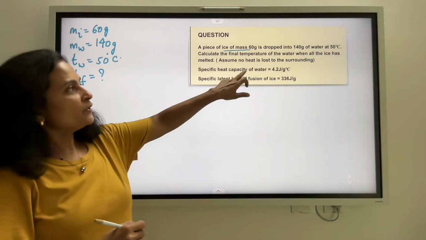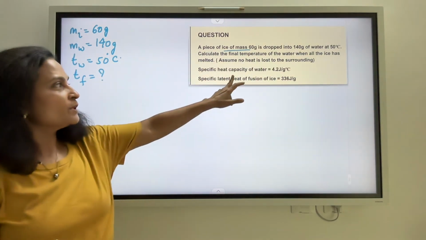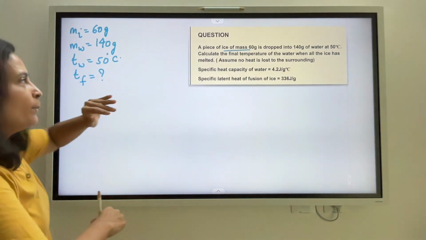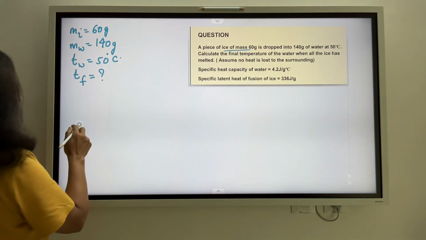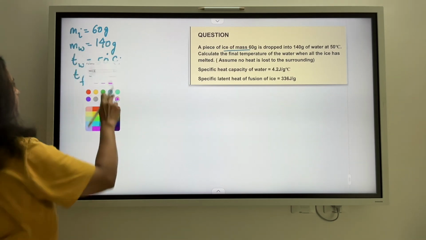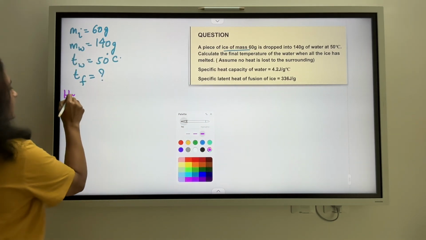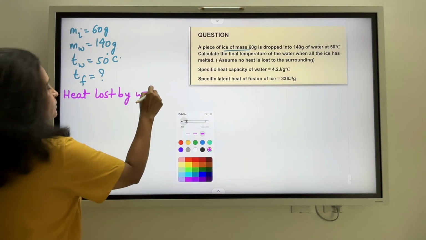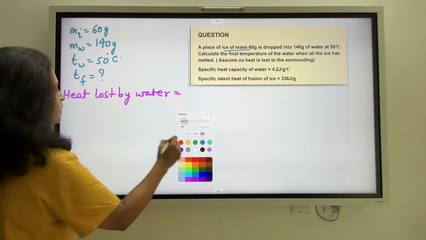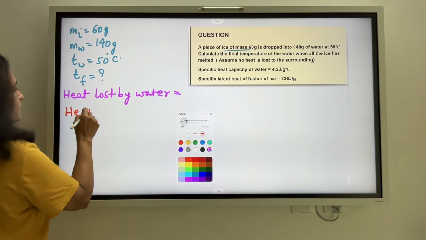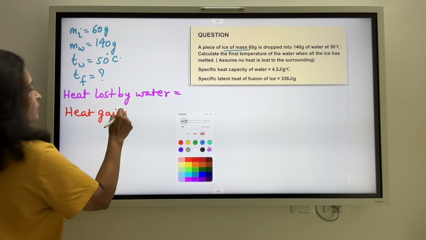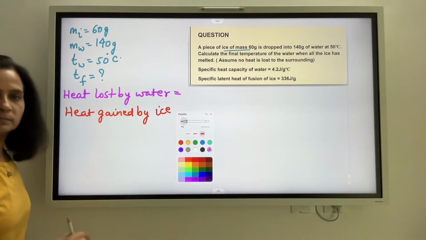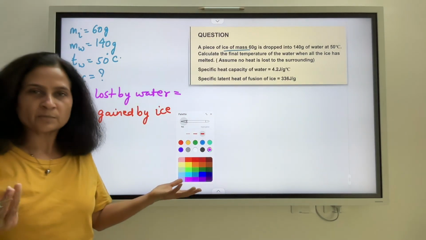Alright. Now specific heat capacity of water is given to us. Specific latent heat of fusion of ice is also given to us. Now what do we have to do with this information? Now we know that heat lost by water is equal to heat gained by ice. Right? The principle of calorimetry.